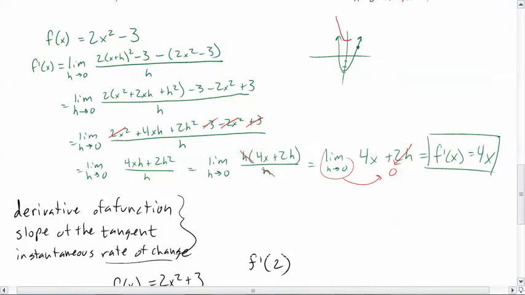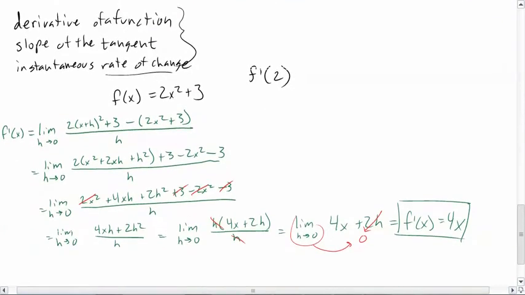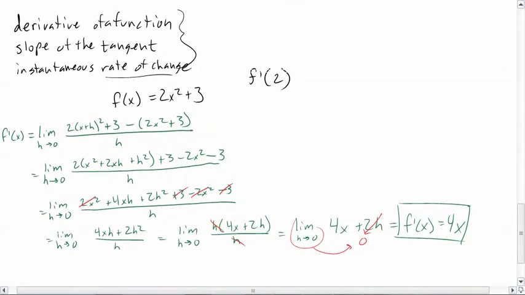2x squared plus 3 is the exact same graph, except it's shifted up. The slope at any given point is going to be the same, right? At this x value, it's the same. At this x value, it's the same. At that x value, it's the same, because all it is, it's been shifted up or down. And so when we're talking about the slope, it doesn't matter up or down. All we're finding is the slope. So yes, the derivative is the same as it was for the 2x squared minus 3, for those that noticed that. For those that didn't, now you know.